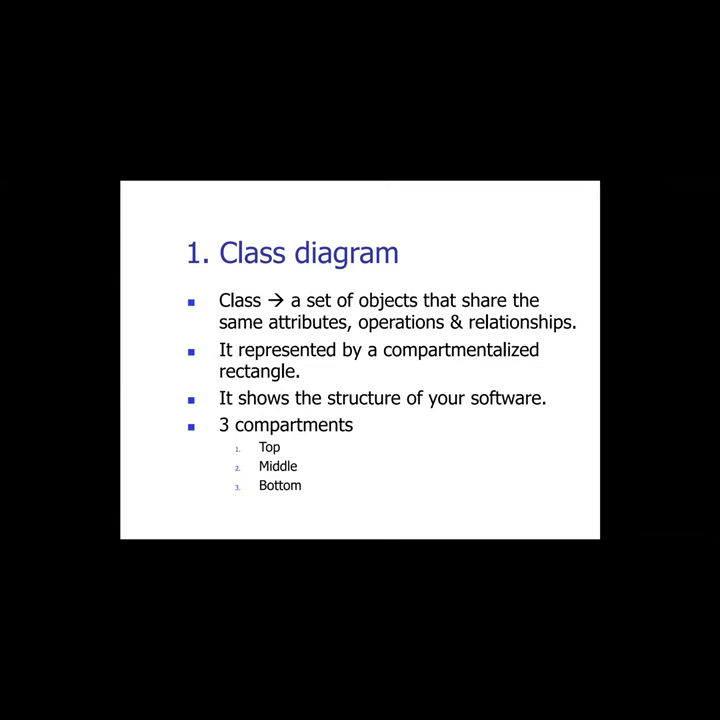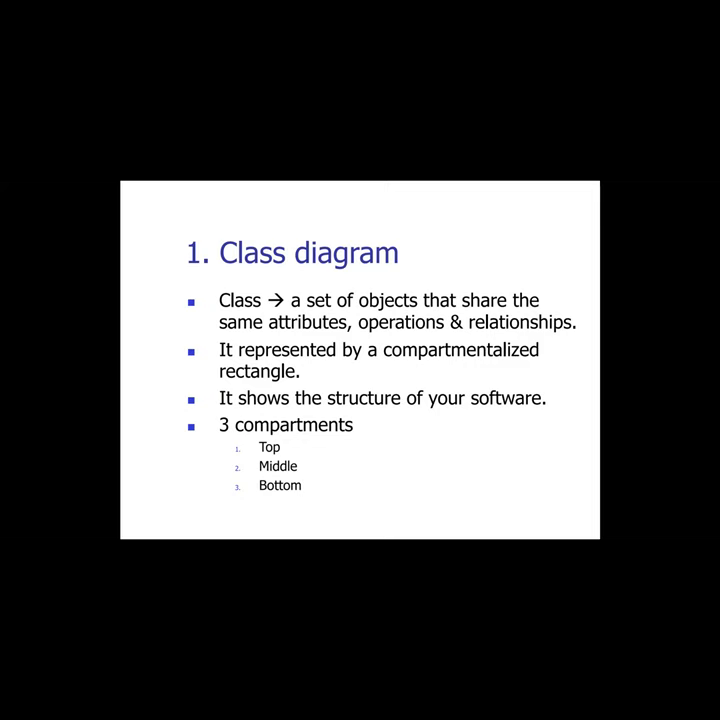And if you take the class diagram, we already discussed, to represent any class, we'll go for a class diagram. So we know what is our class name, what are the attributes, what are the functions. But if you want to represent it in a diagrammatic form, we will go for a class diagram. So what are the things which should be there in a class diagram? A class is a set of objects that share the same attributes, operations, and relationships. So from one class, we can create n number of objects. Say if I am creating a class student with the name, USN, number of subjects, and the functions like internal marks, external marks, overall CGPA, attendance.